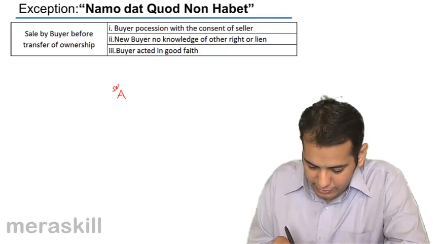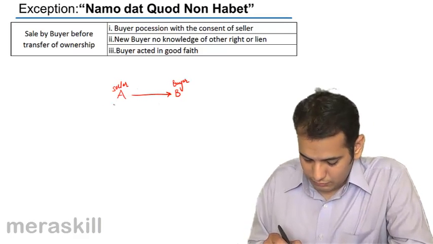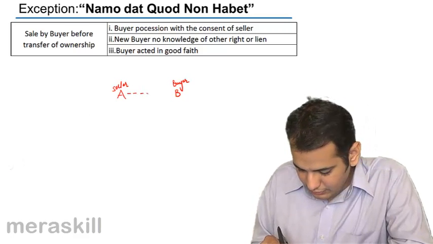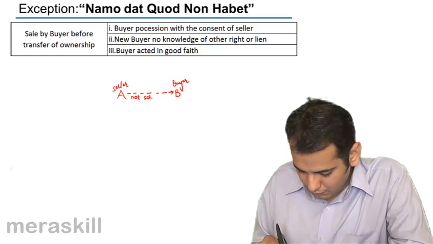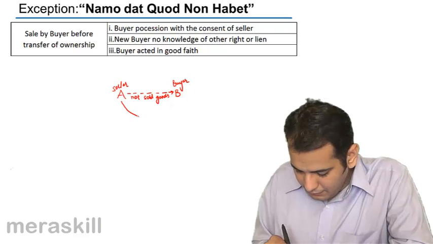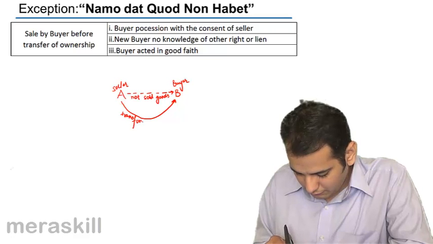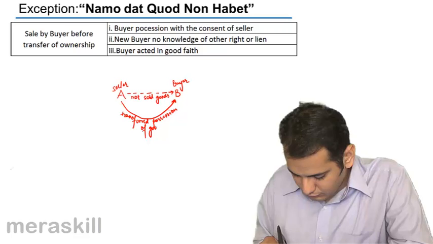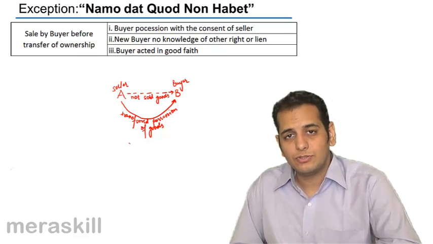There's this seller A, and there's this person B who is the buyer. Now, A actually has not sold the goods. He has only delivered the goods. He has only transferred the possession of goods to B.